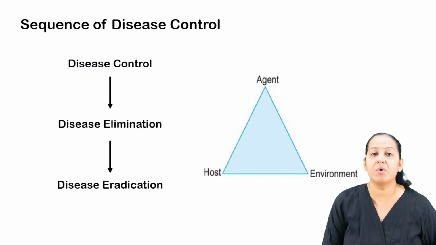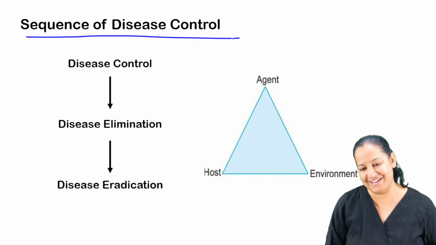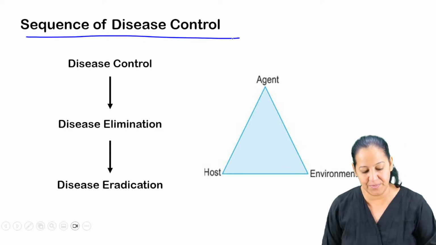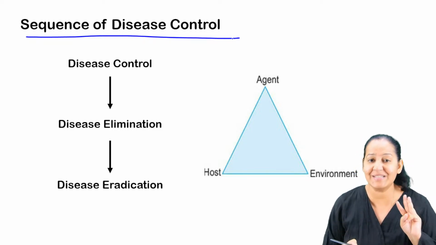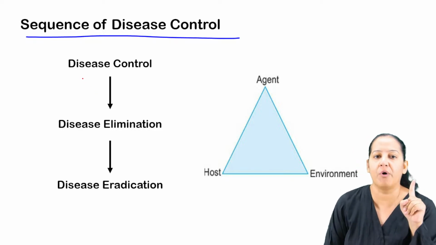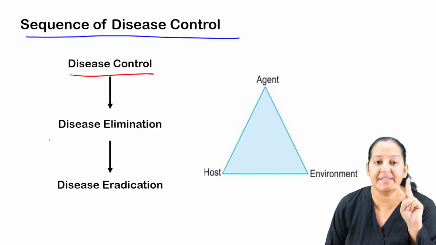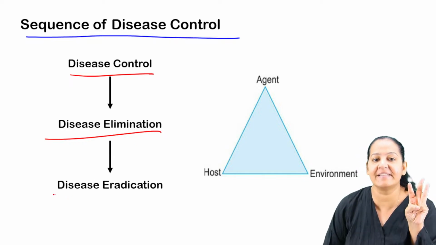Okay. So, sequence of disease control. There are three things which will occur one by one. If you want to control a disease, you have to do it in a sequence. First of all, disease should be controlled. Then disease is eliminated and then disease is eradicated.